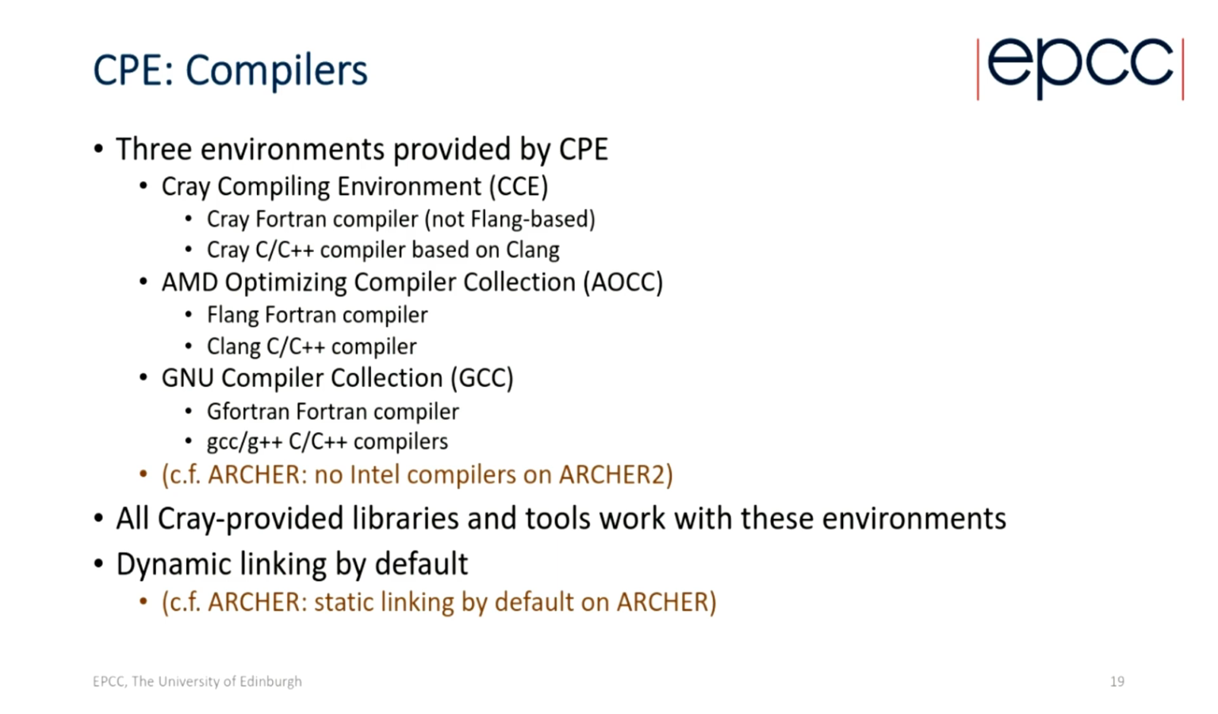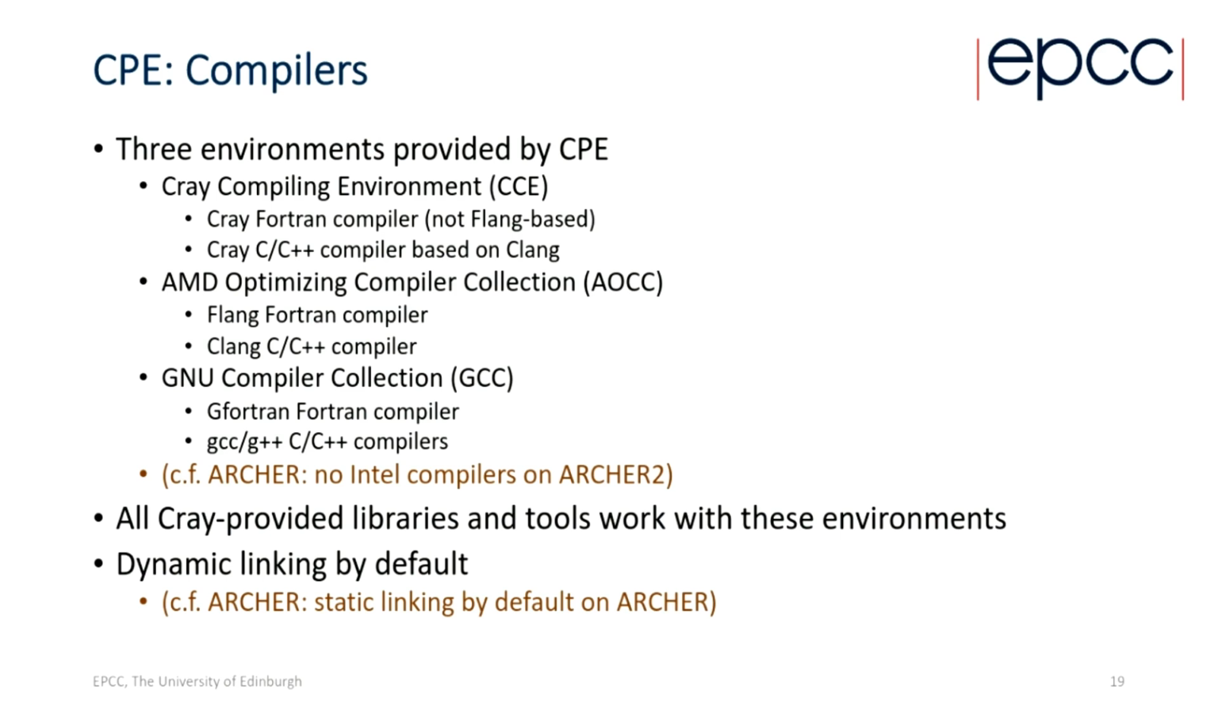So compilers. There are going to be 3 environments provided by the Cray programming environment. There's the Cray compilers, as on Archer, CCE, which has their Fortran compiler and the new Cray C/C++ compilers, which are based on Clang. There is the AMD programming environment, known as AOCC. They have a Flang-based Fortran compiler and Clang C/C++. And there's GCC with GFortran, GCC, G++. The biggest difference from Archer is that there are no Intel compilers provided, because it's an AMD-based system and not an Intel Xeon-based system.